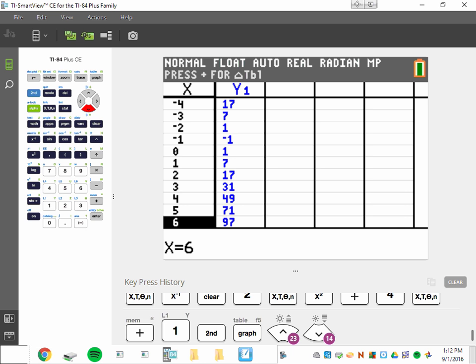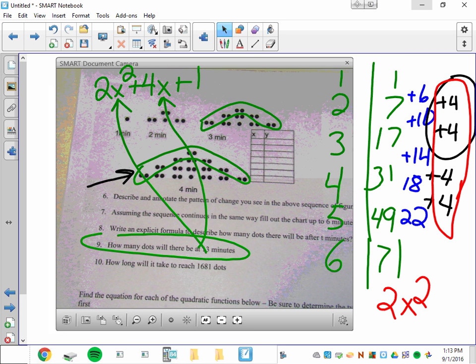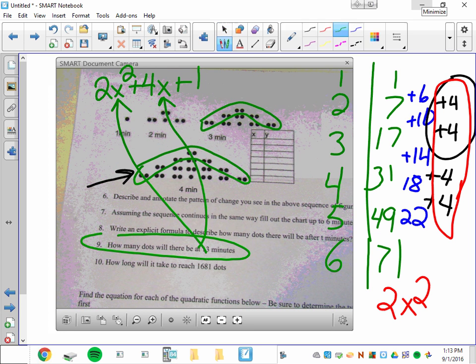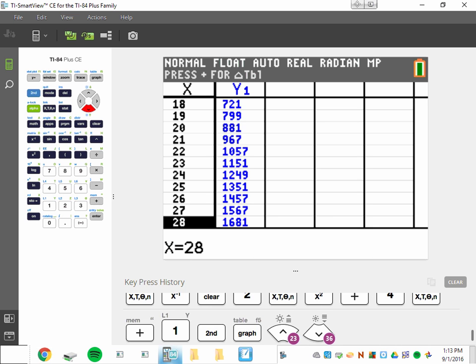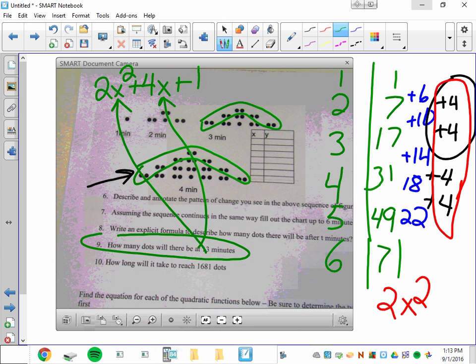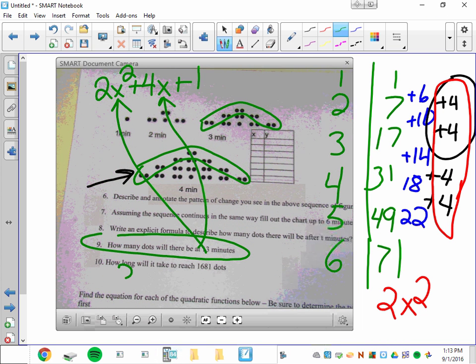So there's the 49 and the 71 that I calculated by hand. In fact, here's the 13 that I calculated, the 391. And I just want to keep going until we reach 1681. So how long will it take? 1681 is 28 minutes. So the answer is 28 minutes.